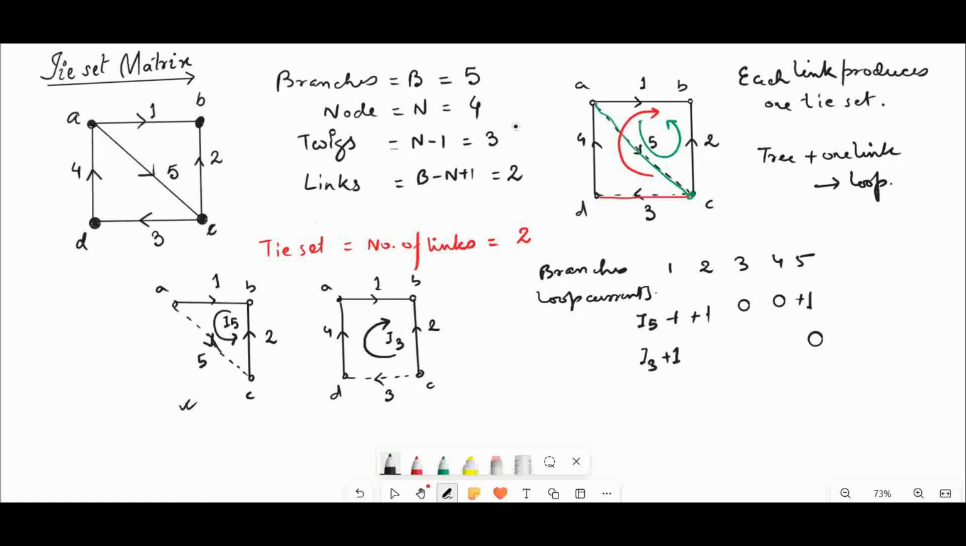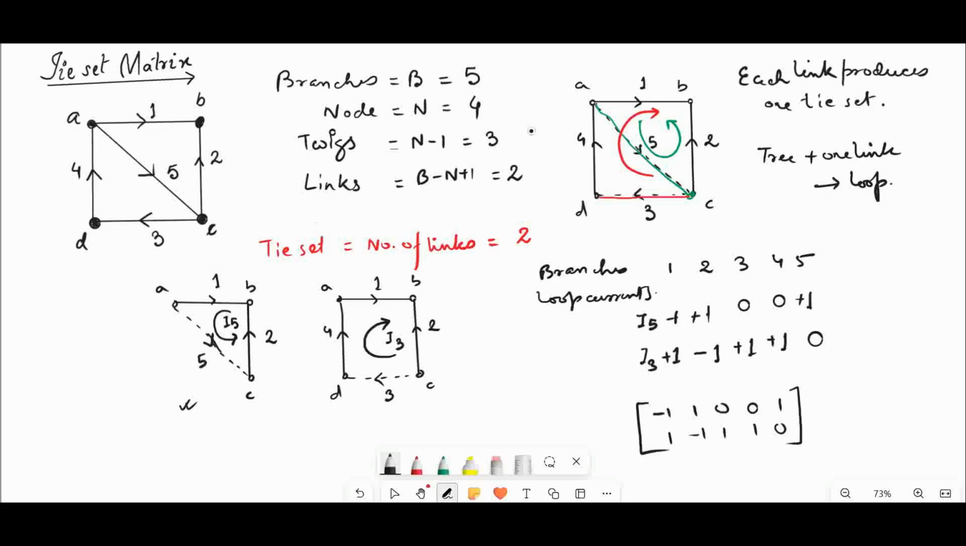2 is in the opposite direction, so -1. 3 is in the same direction, obviously, +1. And 4 is also in the same direction, so it is also +1. So the Tieset matrix is given by -1, 1, 0, 0, 1. Then we have 1, -1, 1, 1, 0. So this is the Tieset matrix.